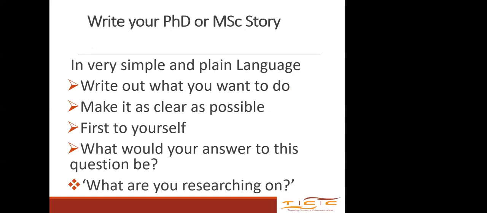Because you need to also understand how you want to do it. Now, I've also talked about this, that you need to write your master's or your PhD story in a very simple and plain language. Write out what you want to do. Make it as clear as possible, first to yourself and then to other people, okay? So make it very clear. Write a story. What happens is, when you are writing out your proposal, think of it like each objective should be a story on its own. And each objective should be able to stand on its own when you are going to publish them.